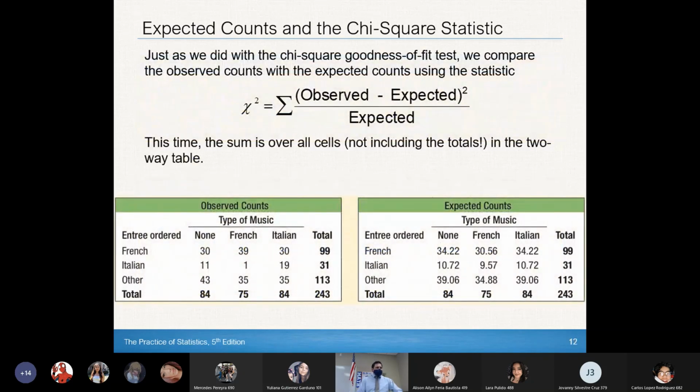All right, so we have our expected counts here. Just as we did with the chi-square goodness of fit test, we compare the observed counts with the expected counts using the statistic chi-squared equaling the sum of the observed minus expected squared divided by expected. This time the sum is over all cells, not including the totals in the two-way table. All right, we do not include our totals here. So we have our observed counts here and our expected counts.